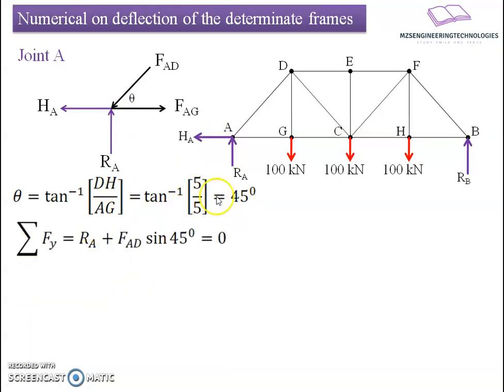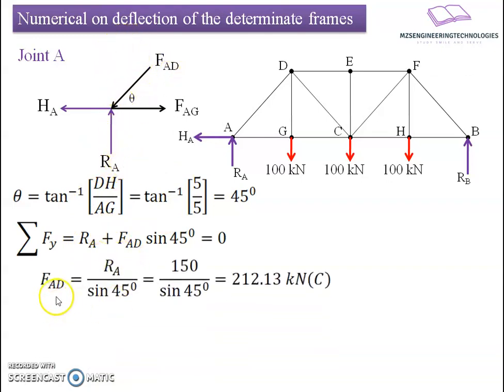I will substitute this value and find the relation with reference to forces in the vertical direction. Ra is going upward, minus, consider this as minus, FAD sine of 45, the vertical component of the FAD force going downward. This results in FAD equals Ra divided by sine 45 degrees, which equals 150 divided by sine of 45 degrees, resulting in 212.13 kilonewton, compressive in nature. Similarly, if I apply horizontal force equilibrium, then I will get FAG minus FAD cos of 45 degrees.